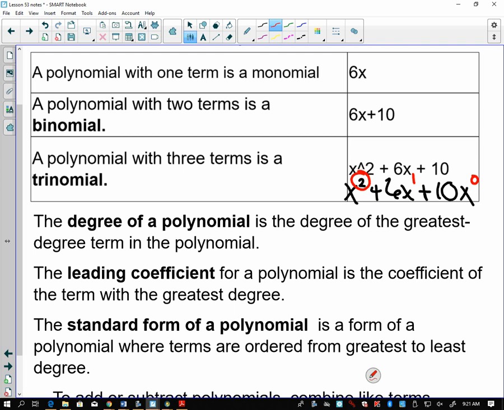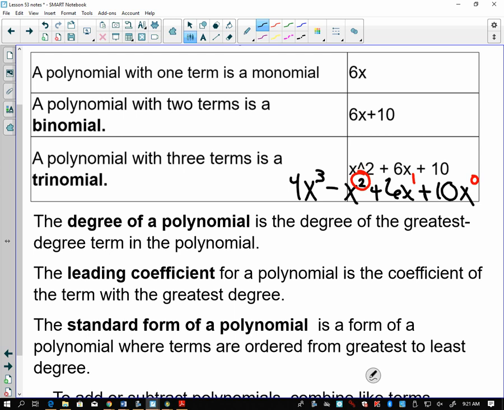I could have something beyond a trinomial where it would be, let's say, 4x cubed minus x squared. Well, now the leading coefficient is what? What's the leading coefficient here? 4. And what is the degree? 3. So the degree is 3, the coefficient is 4.